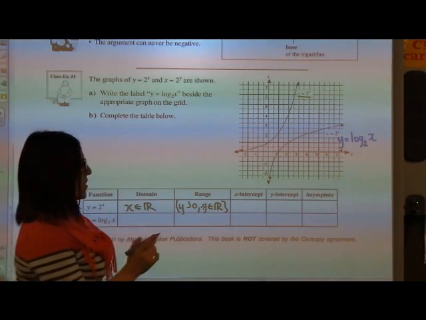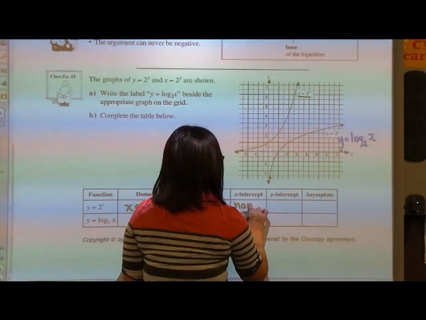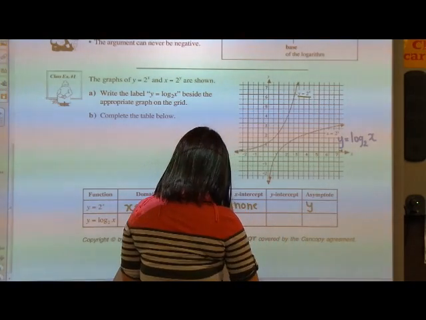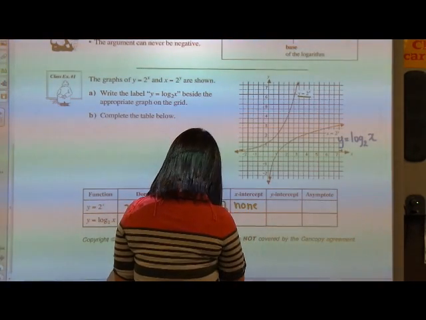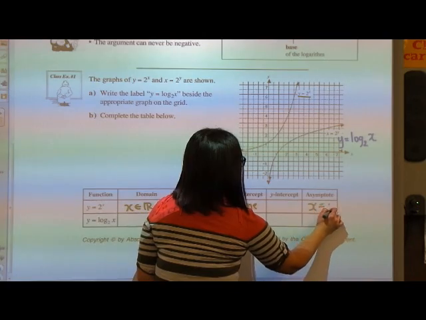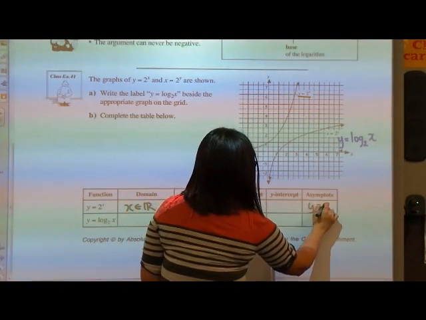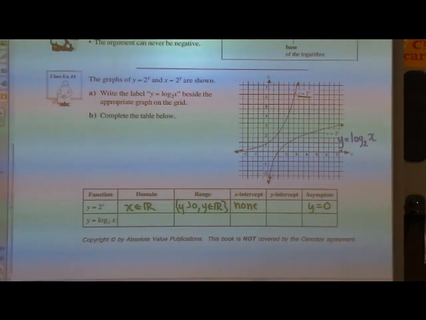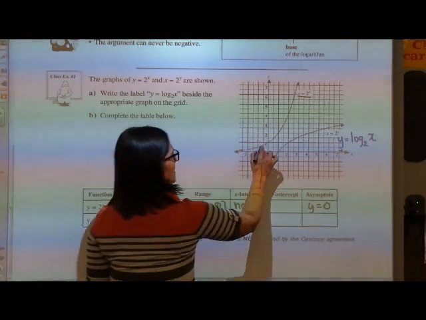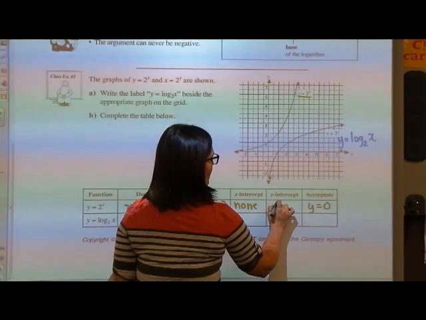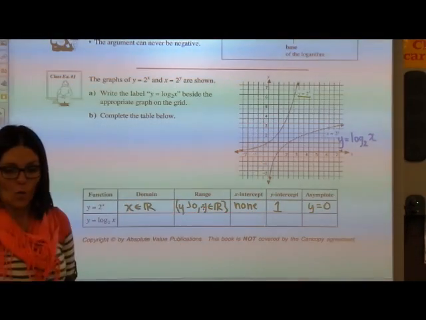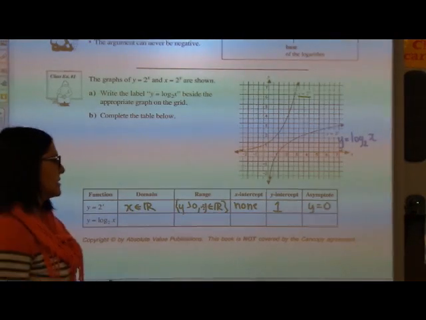The x-intercept, there is no x-intercept because that's the asymptote. Oh, sorry, it is y equals 0. So the x-intercept is my asymptote, and the y-intercept is at 1. Or if I want to write it as a coordinate, it would be 0 and 1.